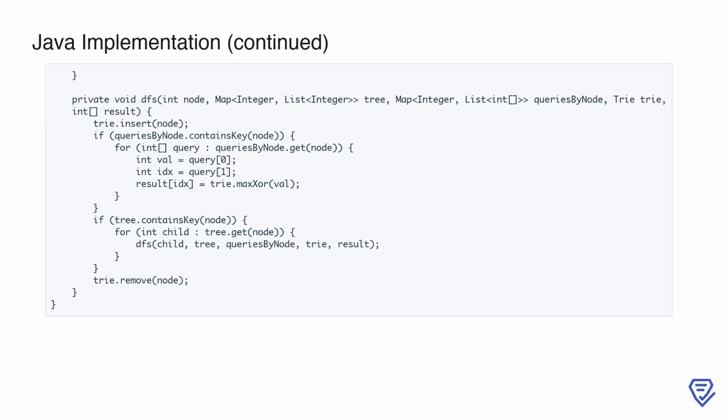Next, we recursively visit the child nodes of the current node to continue the traversal. After all child nodes have been processed, we remove the current node from the tree to ensure it does not interfere with calculations for other parts of the tree. This ensures that the tree always represents only the nodes in the current path of the traversal. Finally, the results array is returned, which contains the maximum genetic difference for each query.